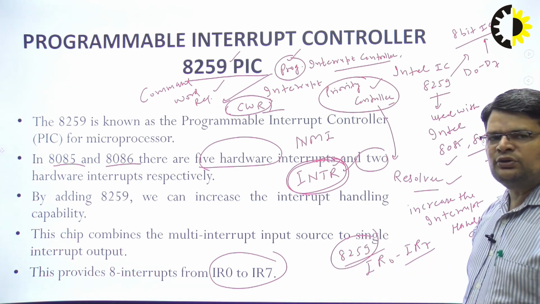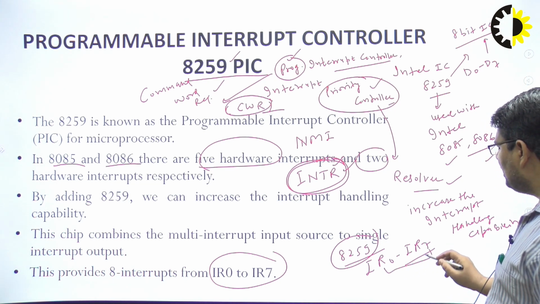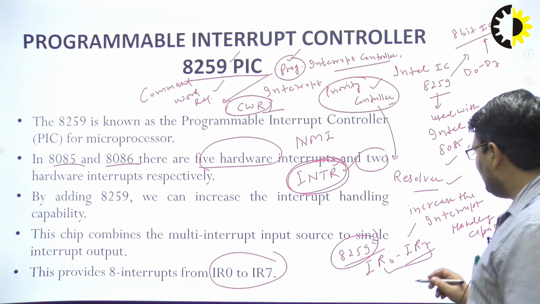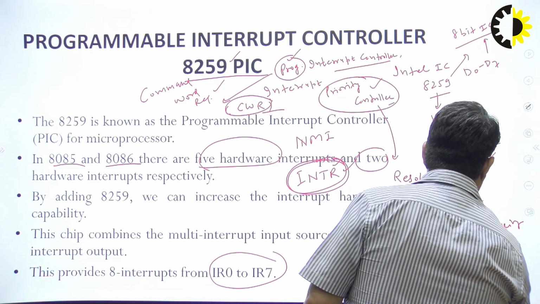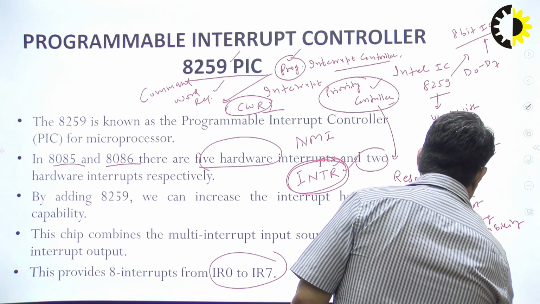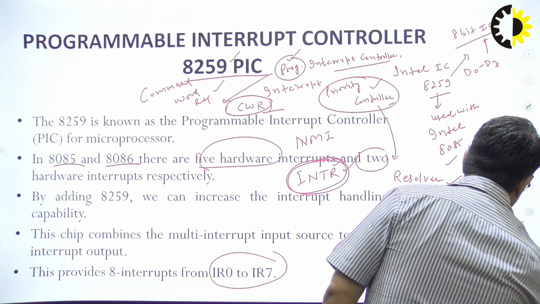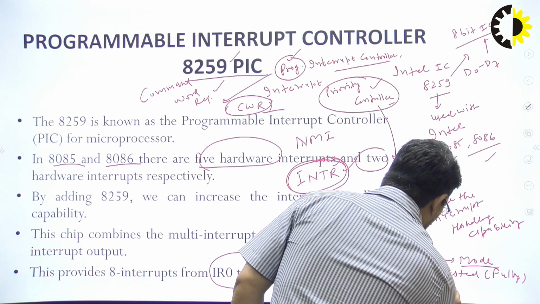So basically the 8259 will receive the multiple requests IR0 to IR7, and based upon the operating mode, for example nested mode, or fully nested mode. Another mode can be automatic rotation mode.